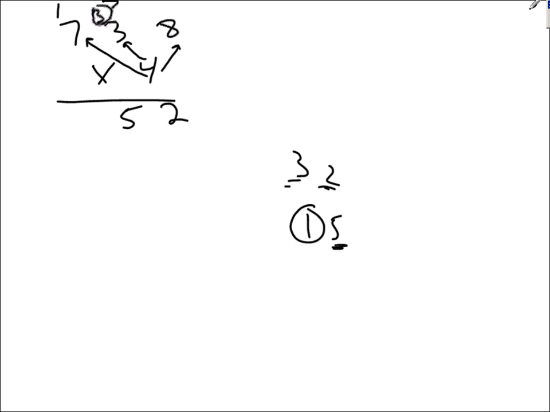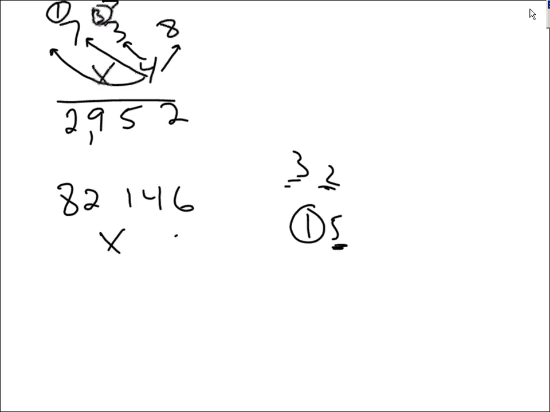4 times 7 is 28, plus the remainder is 29. And since there's nothing else to multiply the 4 by, you can bring down the entire 29. The answer is 2,952. If you were asked to multiply this large number by 6, not a problem.